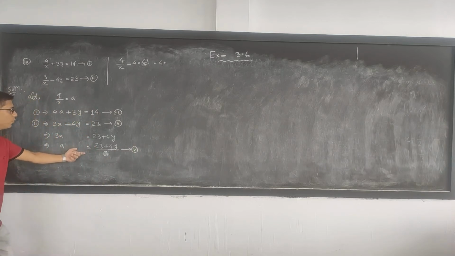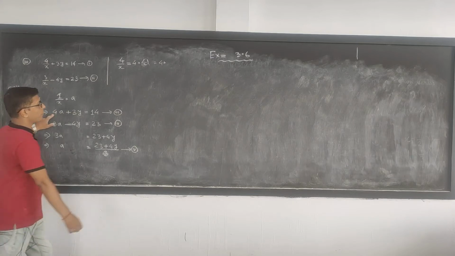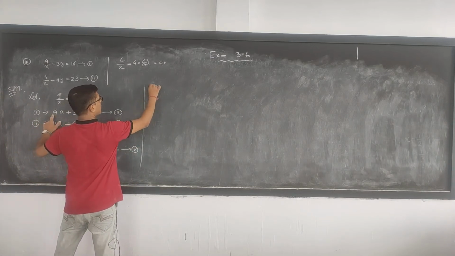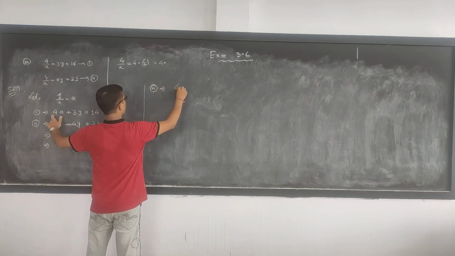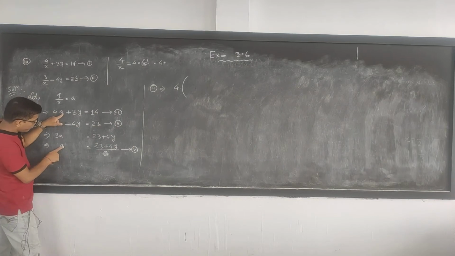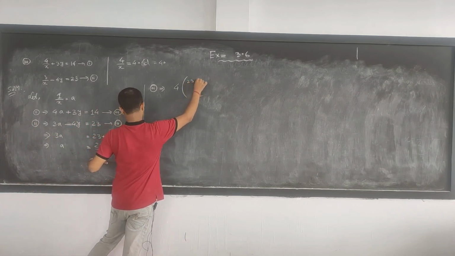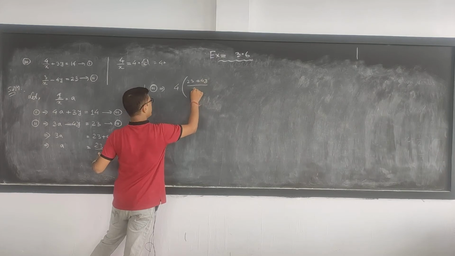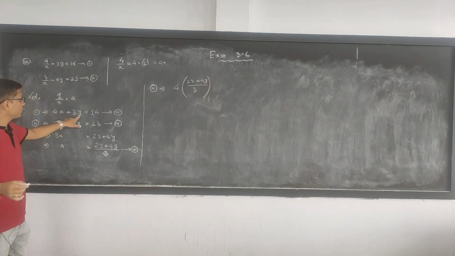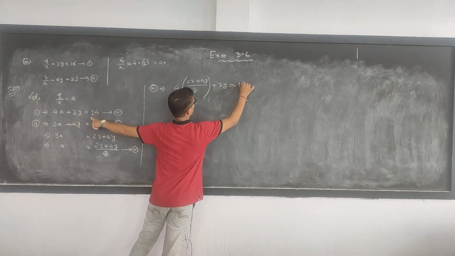Now let us substitute the value of a in equation number 3. In equation number 3, if you substitute the value of a, your y value will come automatically. So equation 3 implies, I'm going to write this side, okay? Equation 3 implies 4a, what is the a value we have? 4a, but we are not going to write a, we are going to write the value of a as this portion, that is 23 plus 4y divided by 3. So 4a plus 3y is there, so plus 3y is equal to 14.